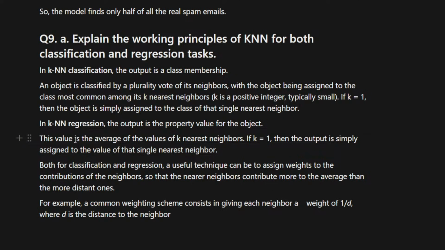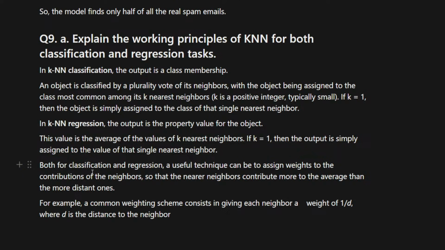So, for example, if k equals 1, the output is simply assigned to the value of that single nearest neighbor. When we were writing code, we wrote code for KNN regression also. If you remember, we found the nearest two neighbors and then took the mean of those two neighbors for that particular column, and then we imputed in KNN imputer. So that's how KNN regression works.